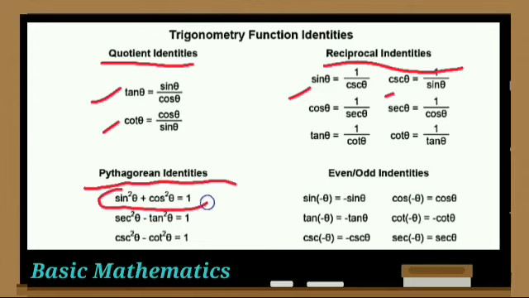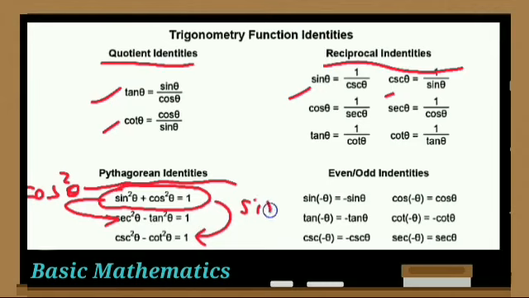How? We can see here. In the first equation, if we divide by cos square theta, then we can write the second equation. If we divide the first equation by sin square theta, then we get the third equation: cosec square theta minus cot square theta equals 1. Okay, is it clear to you?